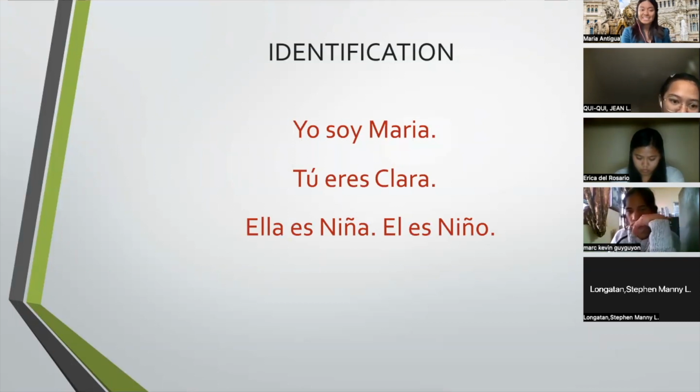So you can also say ella es niña. Él es niño with small letter n. Okay? If you see capital, ibig sabihin pangalan yan. Right? Ella es niña.